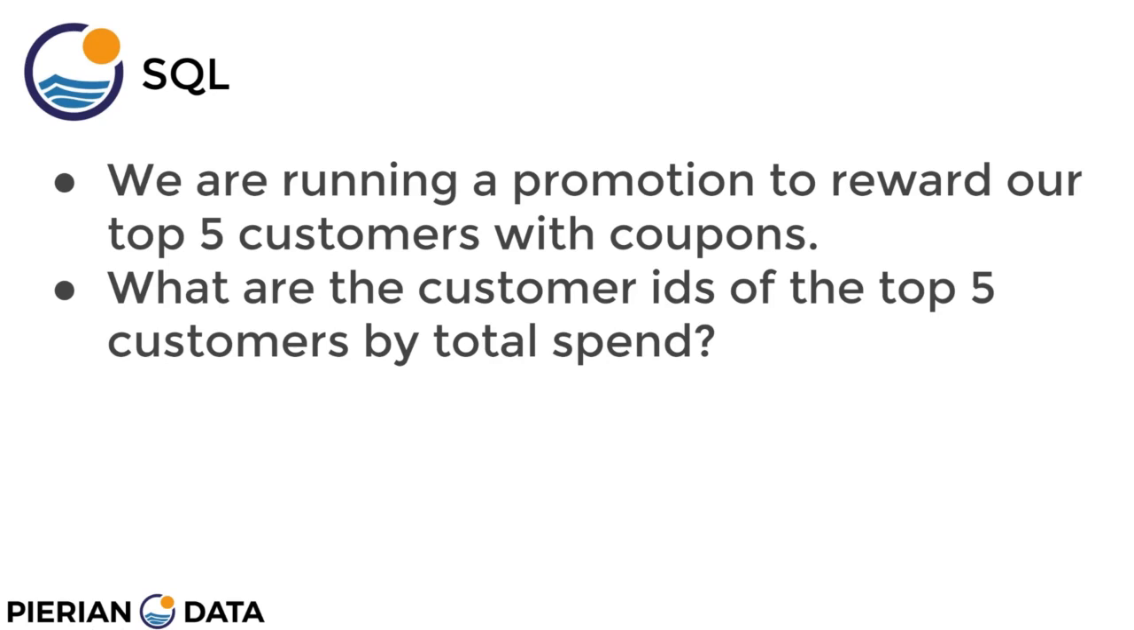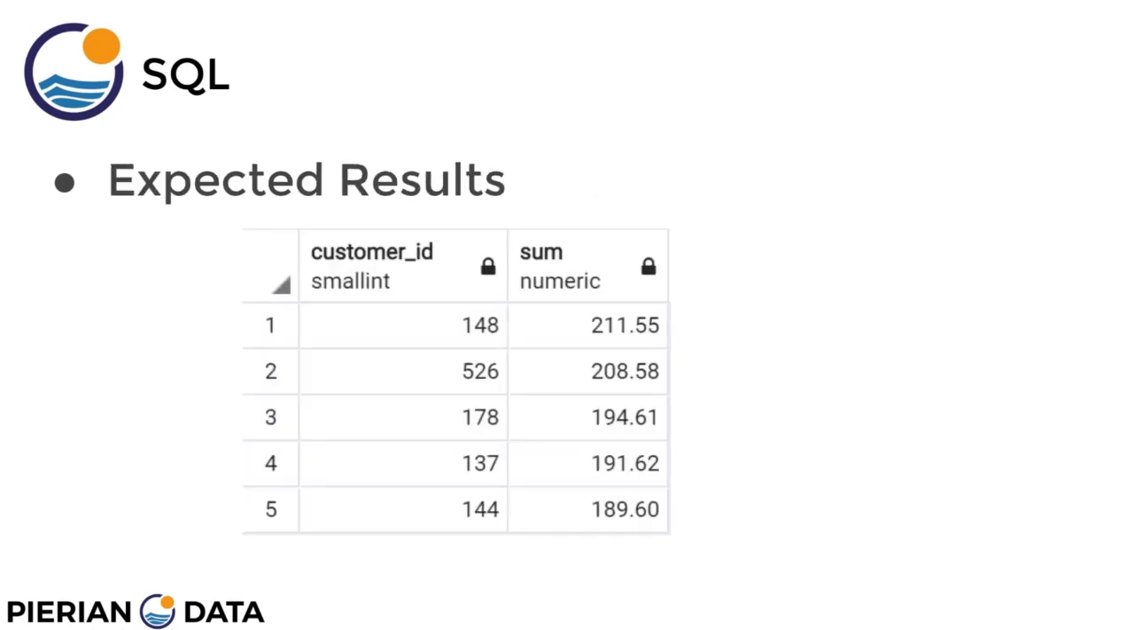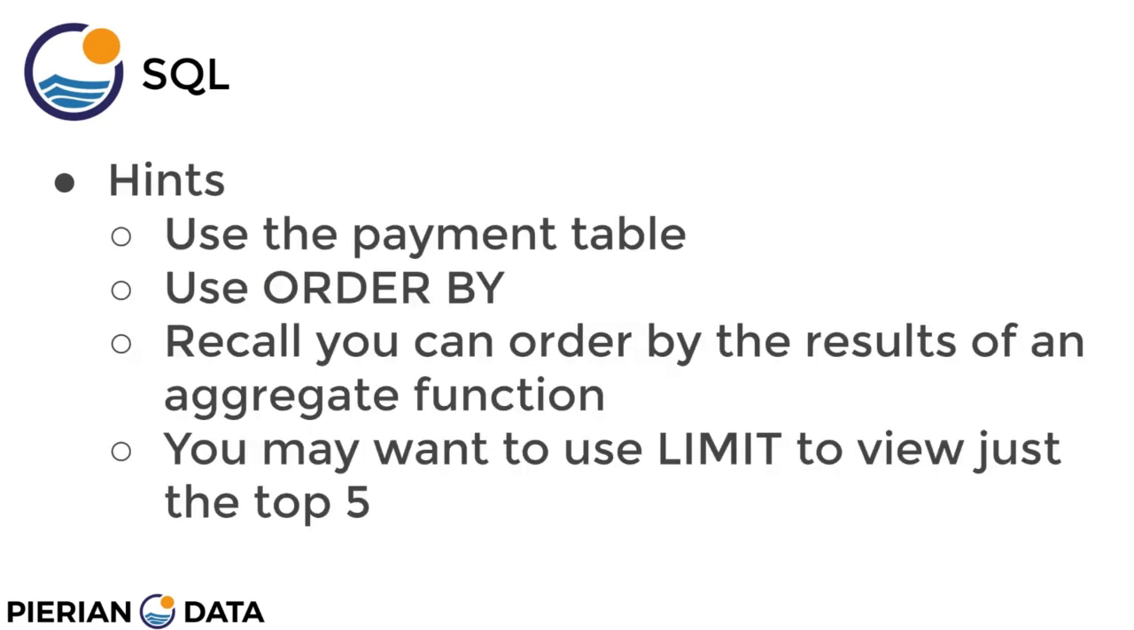All right, here's the expected result. So the expected results are these 5 customer IDs, and here are their total amount expenditures. This should feel pretty familiar. We did something very similar to this during the actual lectures. Here are some hints in case you need them. So the hints are to use the payment table and use order by. And recall, you can order by the results of an aggregate function. And you may want to use limit to view just the top 5 results.